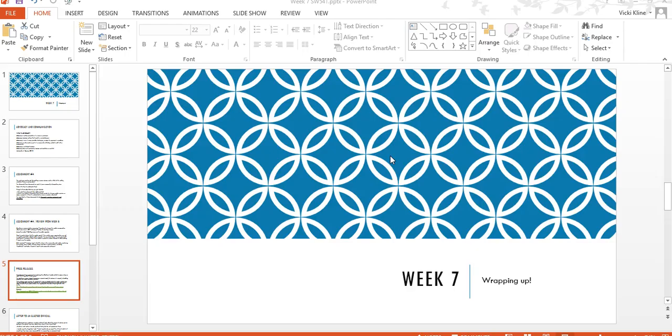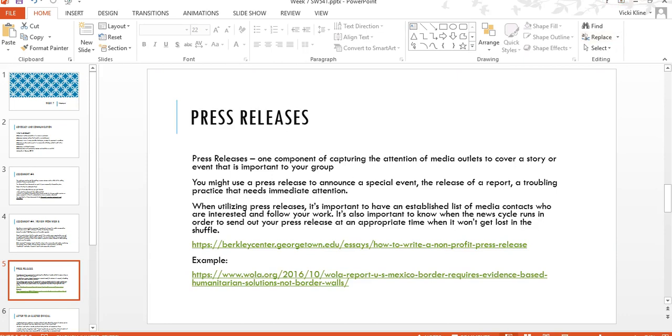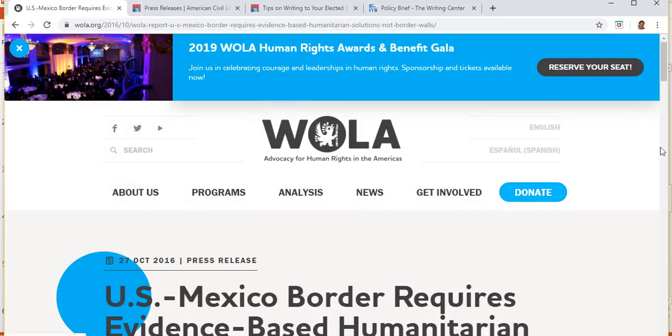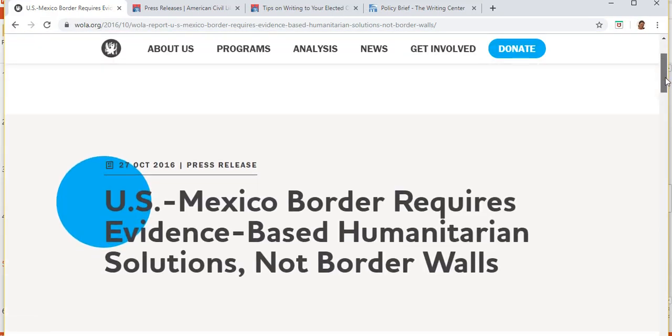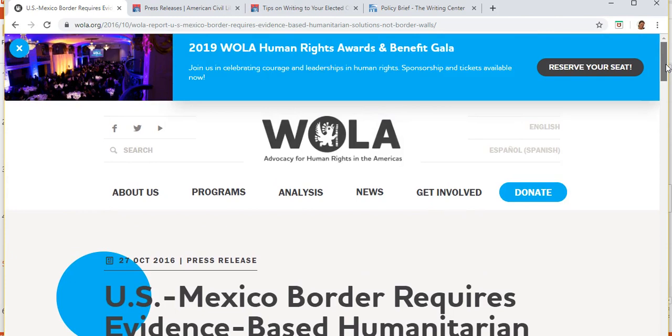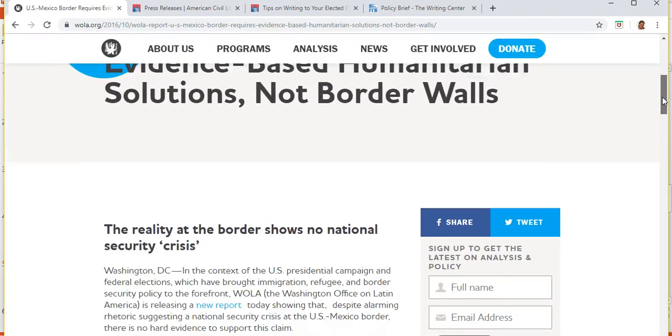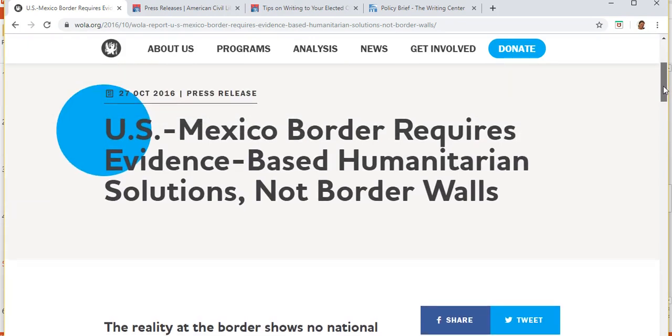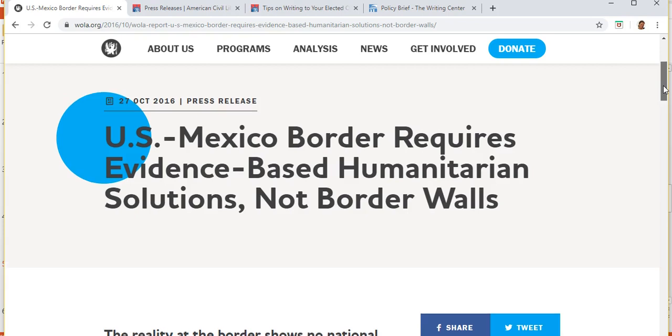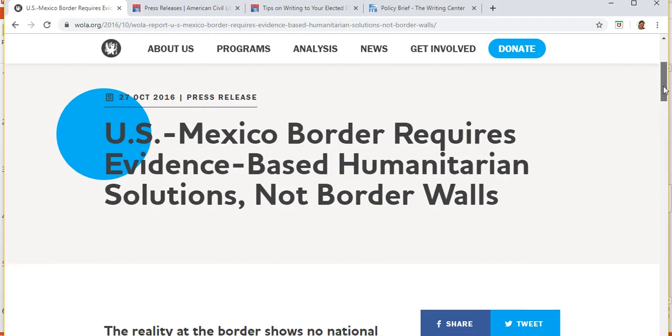So I do have a couple of examples of press releases that I just want to show you. One that I like to show is from an organization focused on workers' rights in Latin America. This one's a little bit older, but you'll notice that the internet-based ones sometimes have different formatting, and you're obviously going to be doing a document one that's not on the internet. But you're saying it's a press release.